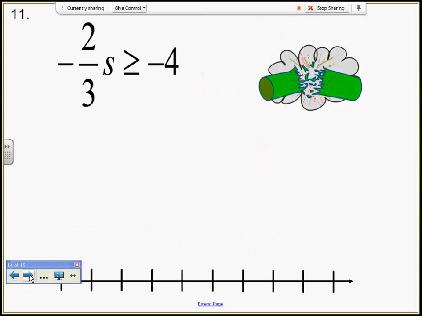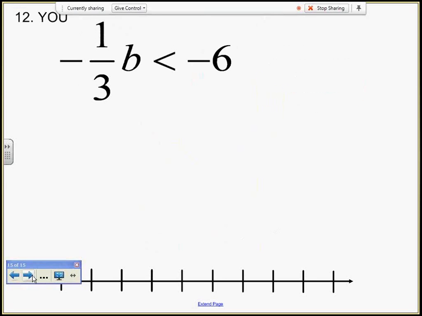I want you to try this one. Remember, we're going to multiply by the reciprocal. The reciprocal of negative 2/3 is negative 3/2. Woo, woo, woo! Now you try this one. Multiply both sides by the reciprocal. The reciprocal of negative 1/3 is? You tell me.